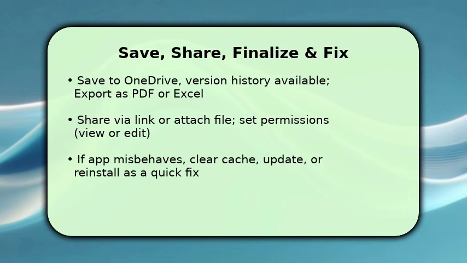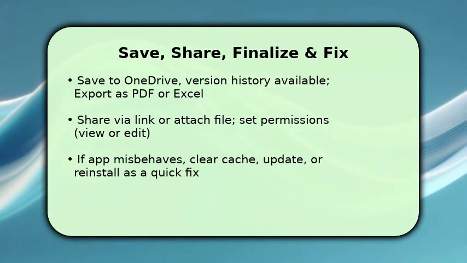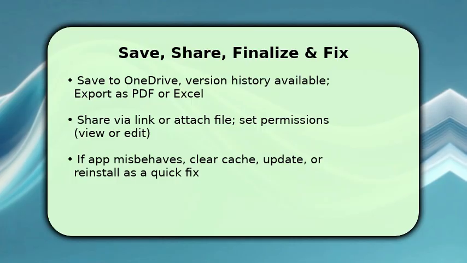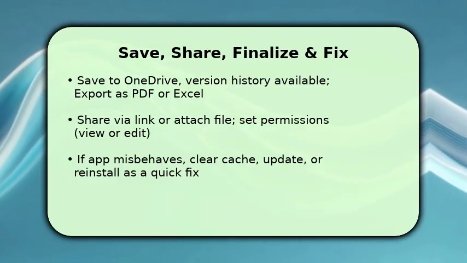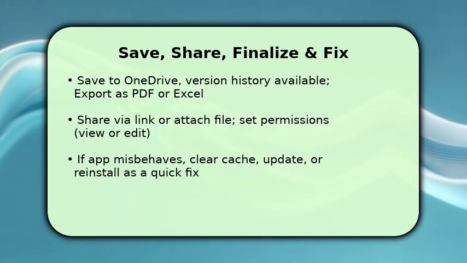Finish by saving and sharing your workbook. Save to OneDrive so version history is available, export to PDF, or save a local copy if needed. Tap Share to send a link or attach the file. Set permissions for view or edit before you send.